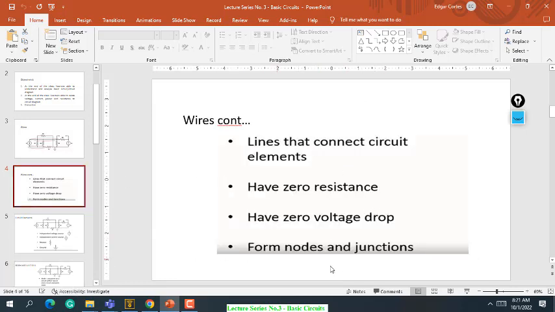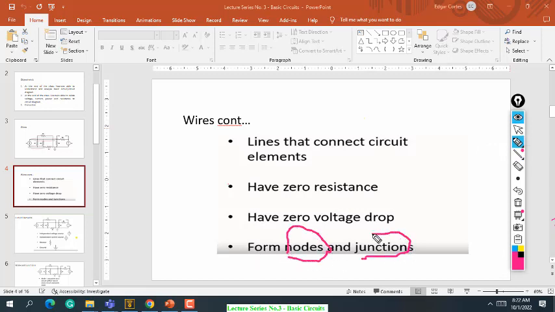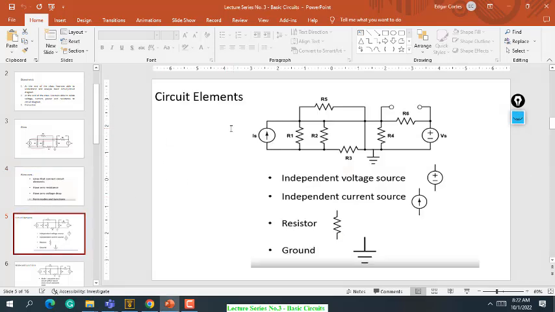Another component is these nodes and junctions. So nodes and junctions is another component in a circuit. Please take note of that. Aside from wires, we have also nodes and junctions, and then we have also what we call circuit elements. So here, we have different circuit elements.